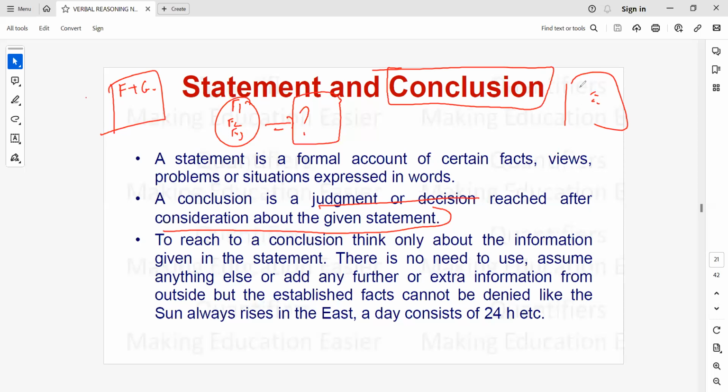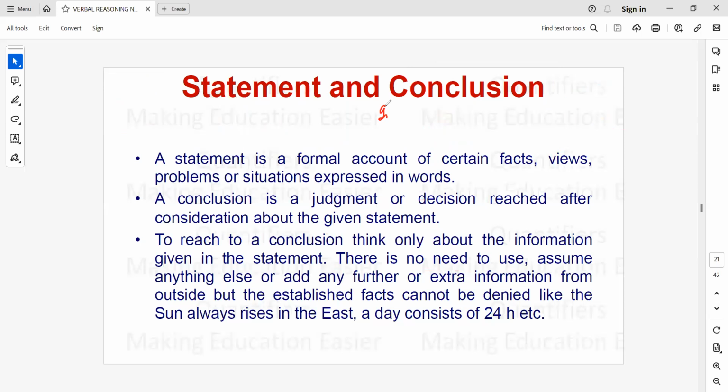So there are a couple of statements given to you, on the basis of which you reach a particular conclusion. To reach the conclusion, think about the information given in the statement. There is no need to assume or add any further information. You just need to stick to whatever facts are being given, and the conclusion will definitely be based on whatever is written by the author. To understand the conclusion, I would say a very simple thing: an inference is an unstated conclusion, right? So inference also becomes a part of your conclusion, because by nature an inference is your unstated conclusion.